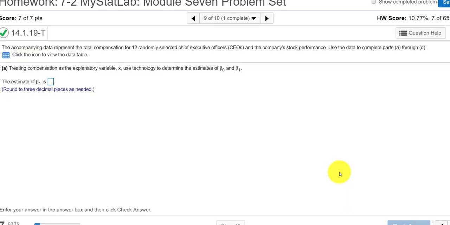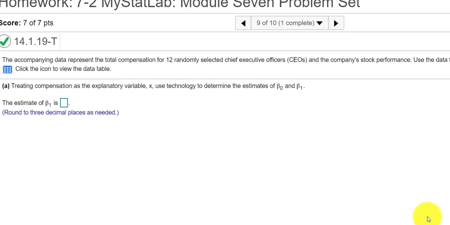Hello, class. I'm going to answer problem 9 from the 7-2 homework. It says, the accompanying data represents the total compensation for 12 randomly selected chief executive officers and the company's stock performance. Use the data table below to answer a few questions.